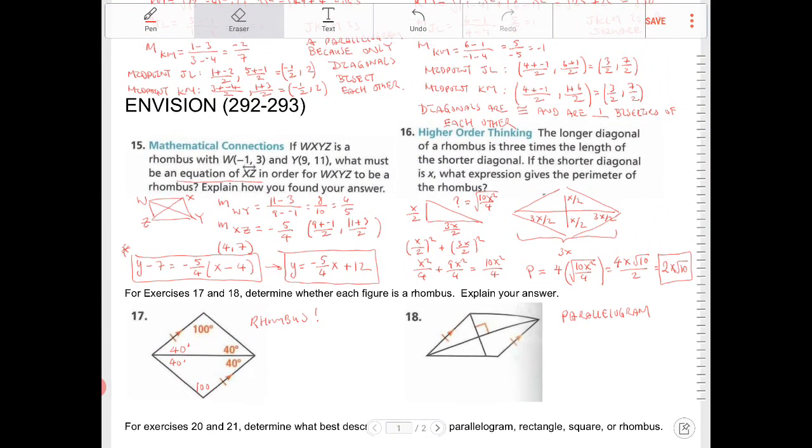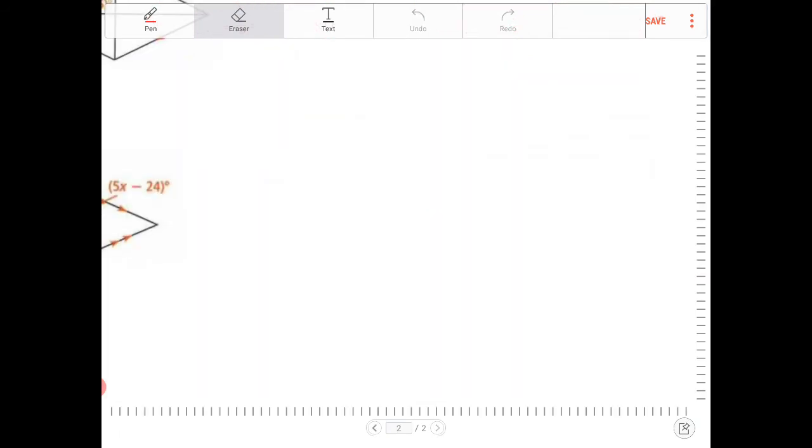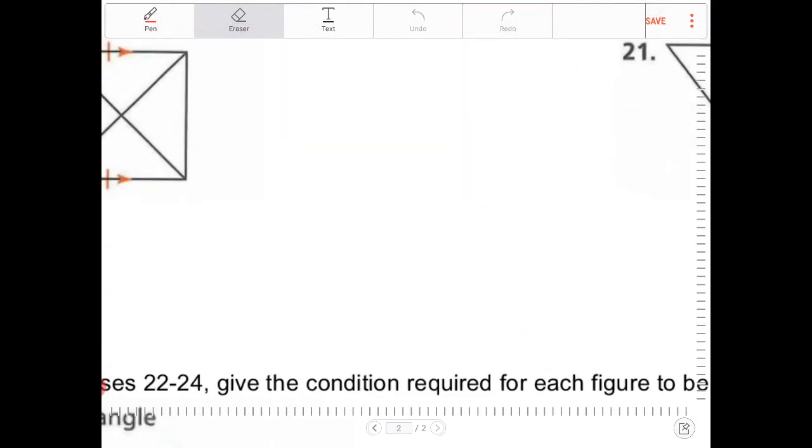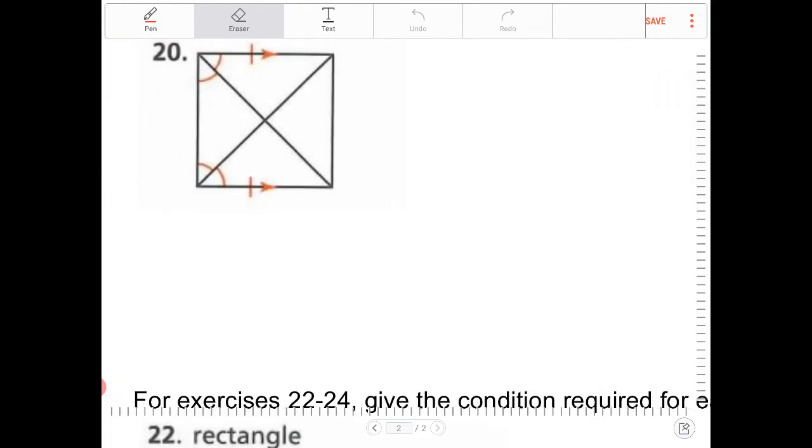All right, next, we need to determine what kind of shape. The instructions are over here. What kind of shapes are these? Is it a rhombus? Is it a square? Is it a rectangle? Okay, so for this guy, I notice I have a pair of lines that are parallel and congruent. Therefore, this is a parallelogram. So this is definitely a parallelogram. First and foremost, that's a check.